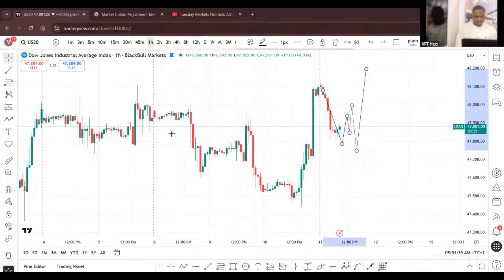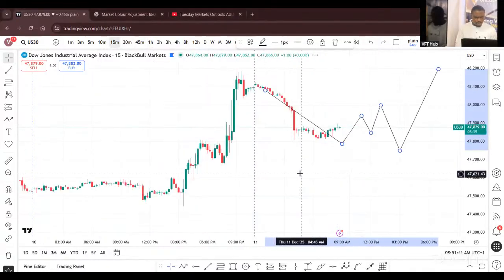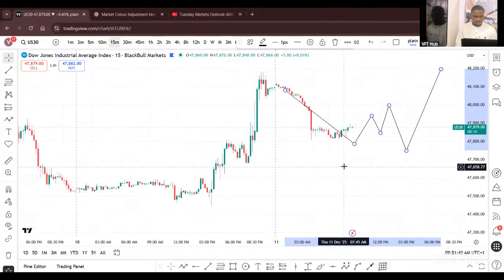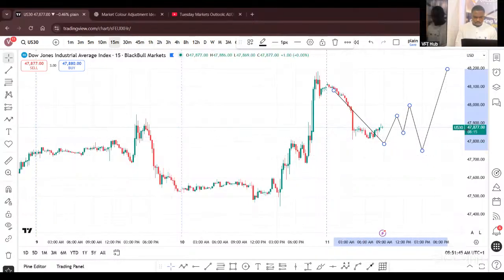There's liquidity there already. Okay, let me look at the 15-minute time frame.